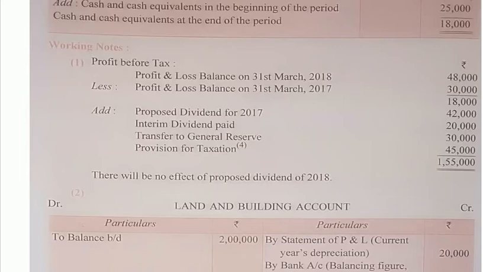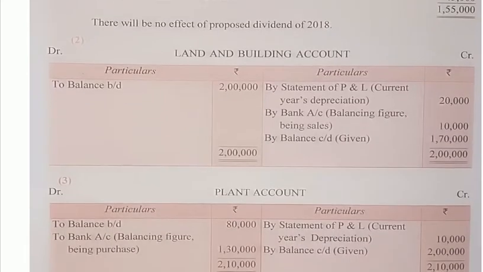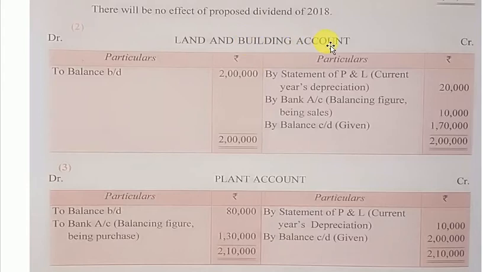So the first ledger is here, the land and building account. So how do we prepare it? Whenever you have to prepare an asset account, as we have seen in the previous video, we have to take the previous year balance on the debit side. This is the balance brought down.